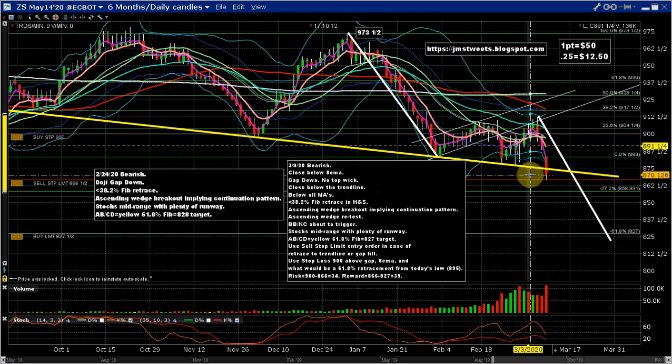And we're actually below all the moving averages that I have on my chart. I have everything from a 3 exponential moving average all the way up to a 200 simple moving average, and we're below all of them, so that's bearish.